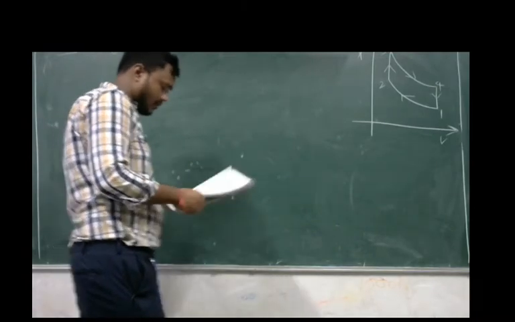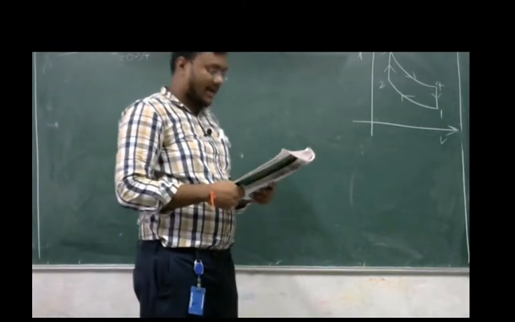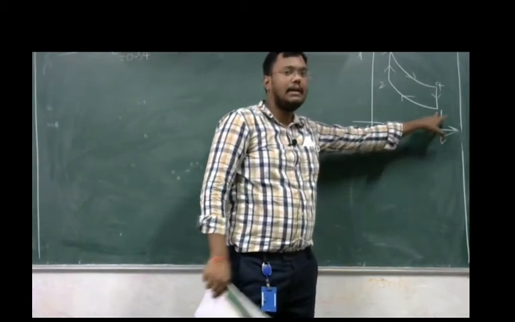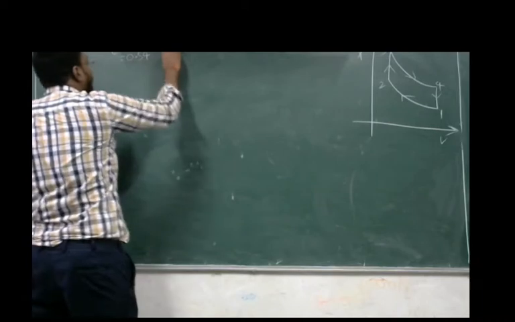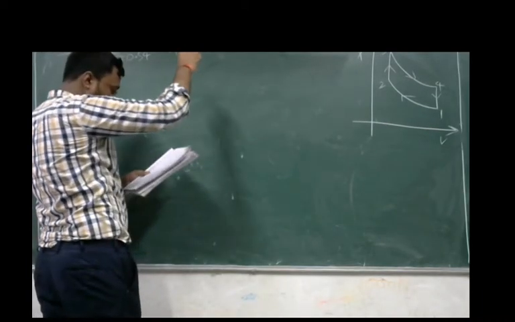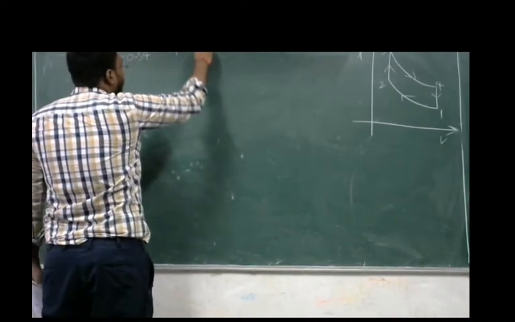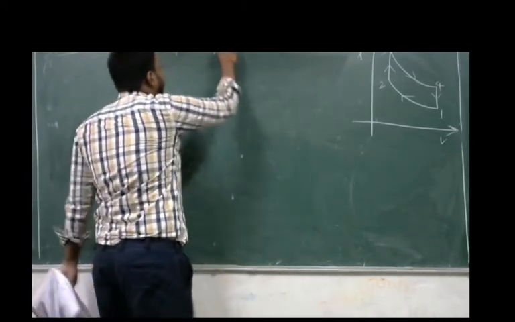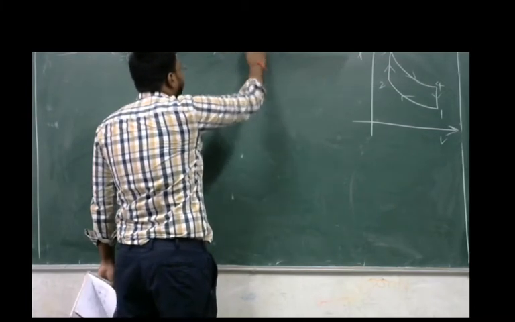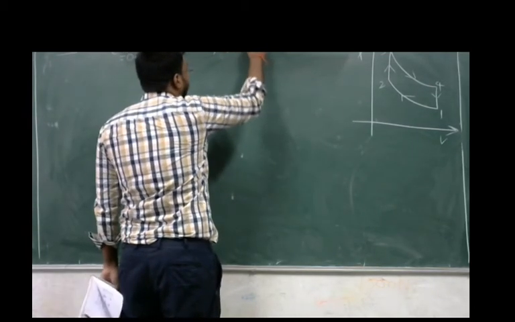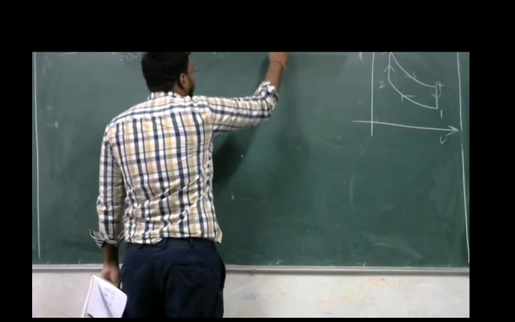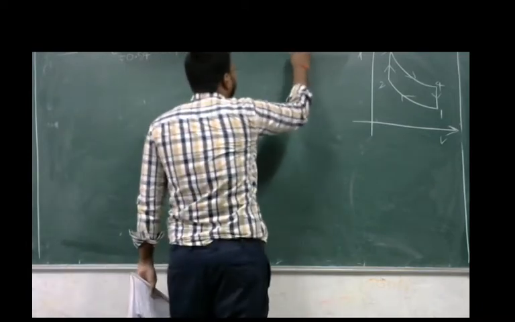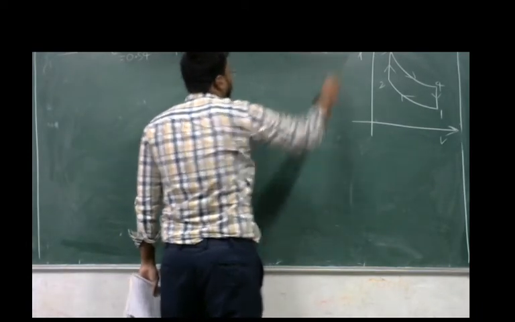In the question it is saying that compression begins at 1 bar and 15 degrees Celsius. Begins means at point 1. So at point 1 pressure and temperature are given. P1 is equal to 1 bar, and T1 equal to 15 degrees Celsius. Temperature and pressure are given at point 1. 15 degrees Celsius plus 273, so it will become equal to 288 Kelvin. Okay?